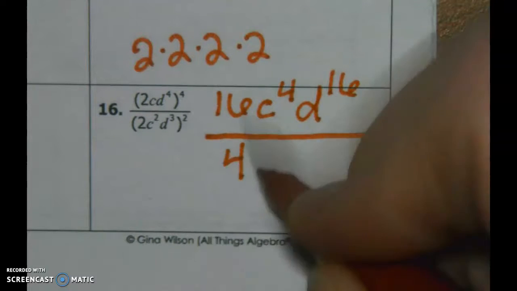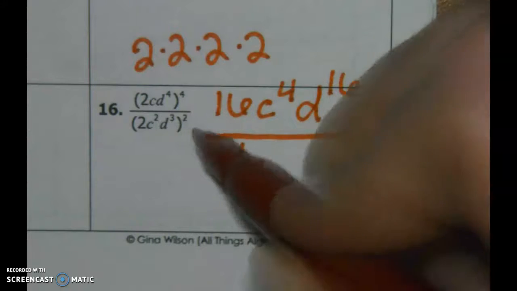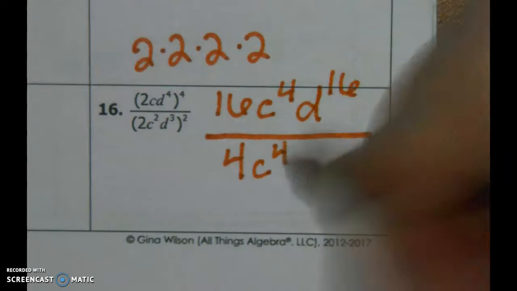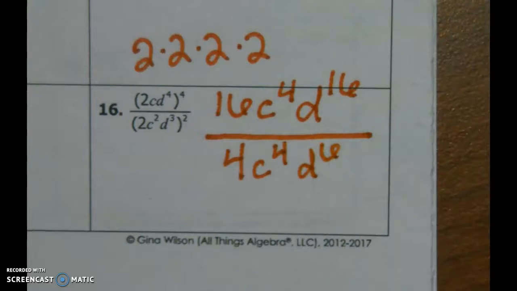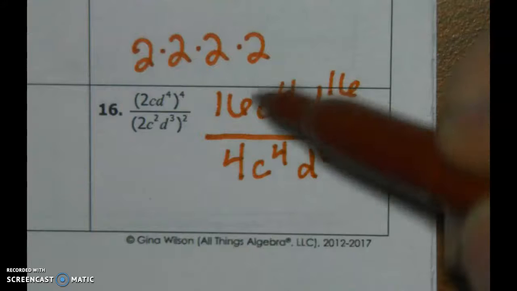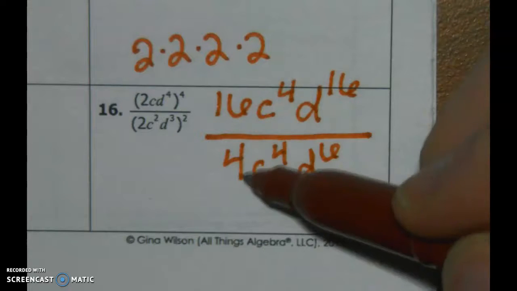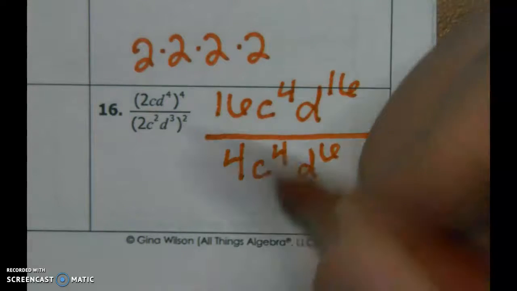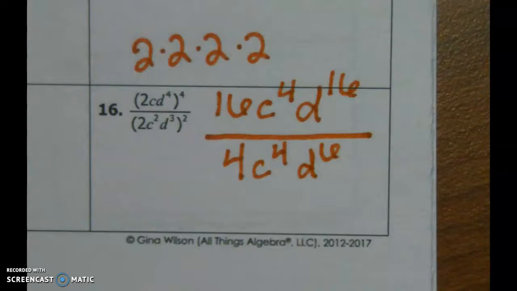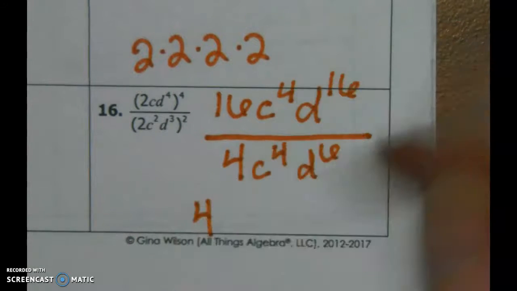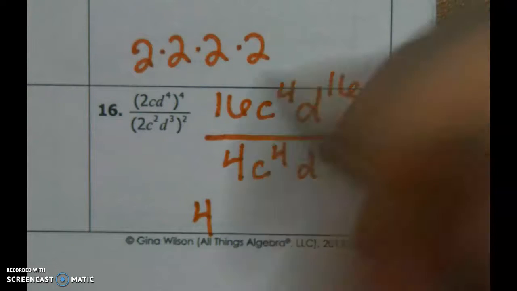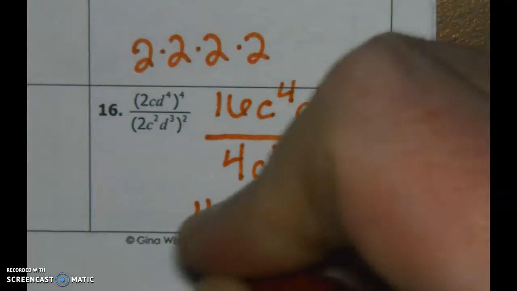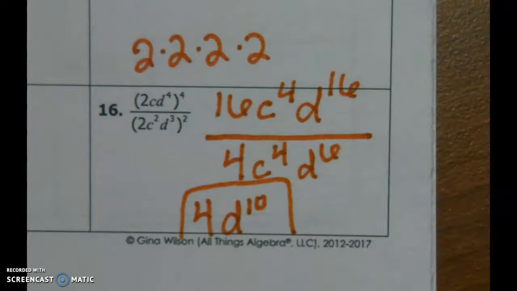c squared squared is c to the 4th. And d, 3 times 2 is 6. Well, now we do the division portion. 16 divided by 4 is what? Yep, 4. And then 4 minus 4 is 0, so that goes out to 1. We don't need that anymore. And then 16 minus 6 is d to the 10th. Ta-da!